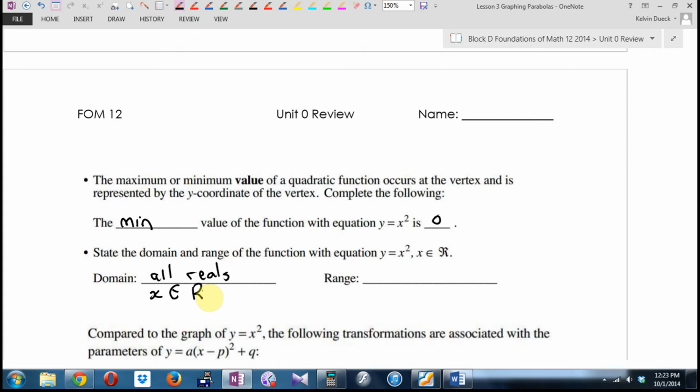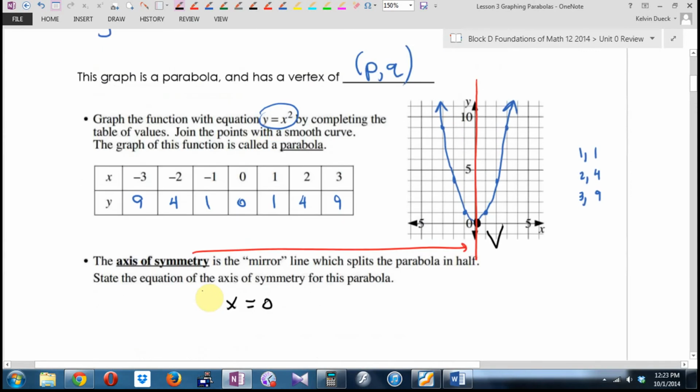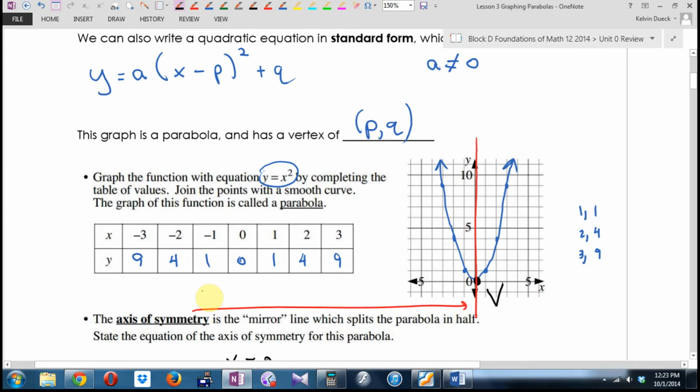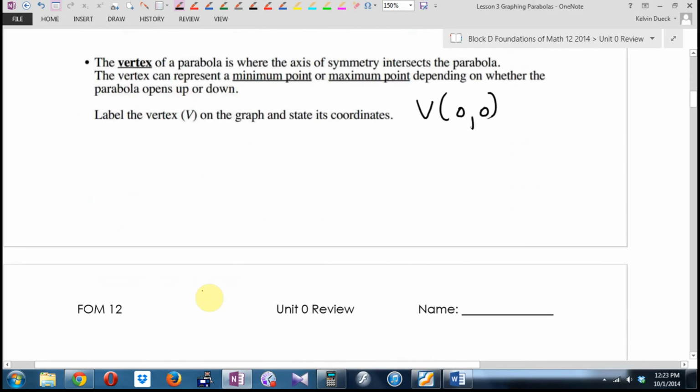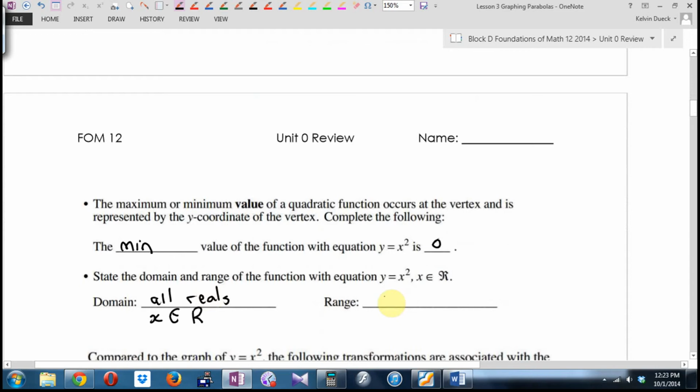How high does this parabola get? Infinity. How low? 0. So everything above 0. How would we write that? Well, it's a height, y, height, above, bigger than, 0. Oh, is it touching 0?